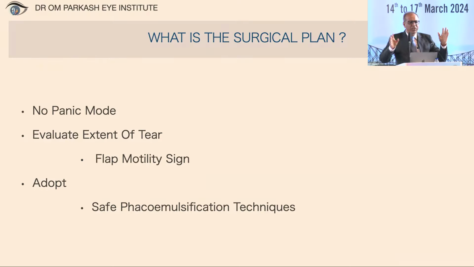Now what is the surgical plan? First of all, no panic mode. Second, we have to evaluate. There are two steps. First, we have to evaluate whether it is a pre-equatorial or a wraparound tear. And the second is we have to adopt safe techniques. How do we evaluate? We evaluate by the flap motility sign. And what do we adopt? We adopt safe phacoemulsification techniques.